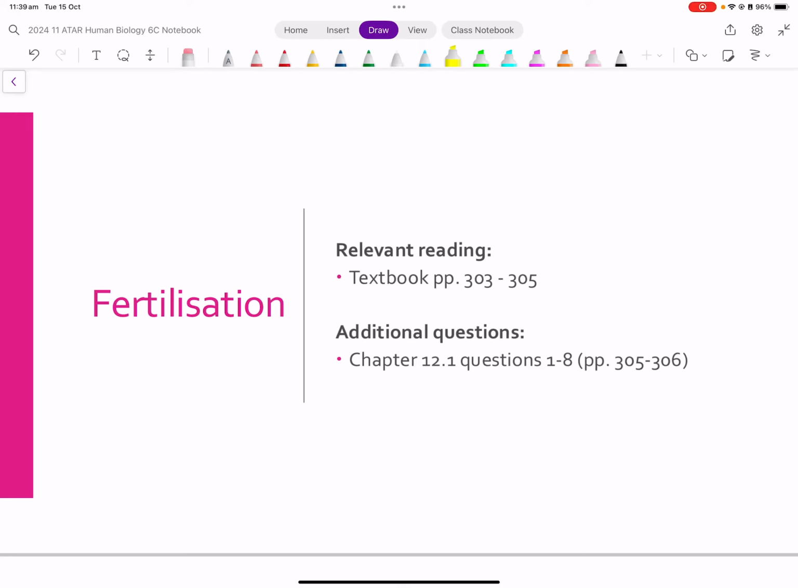Throughout the lessons on the ovarian cycle and the menstrual cycle, we've spoken a lot about if fertilisation does occur and if fertilisation doesn't occur. But in order to lead us down the future pathway of human reproduction and looking at the development of embryos, we need to now understand what happens if fertilisation does occur.